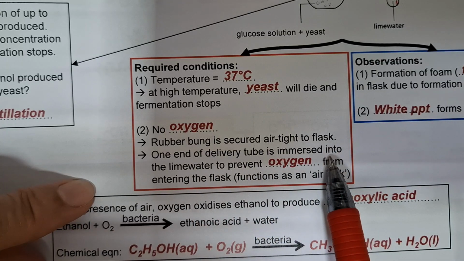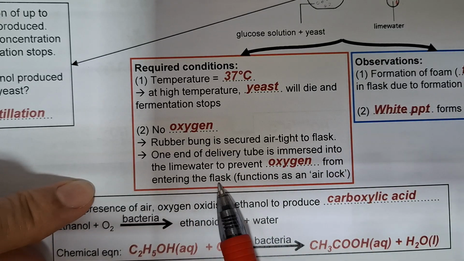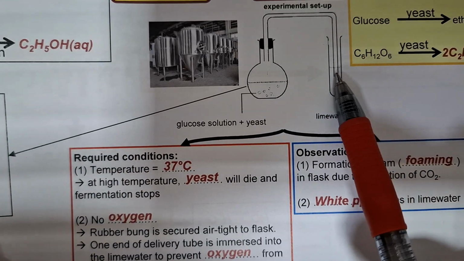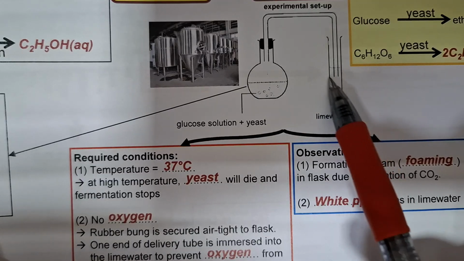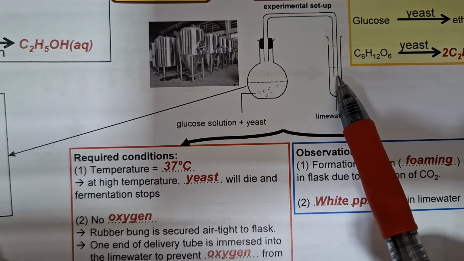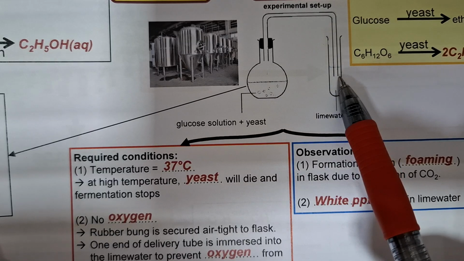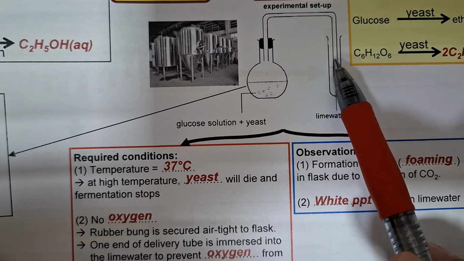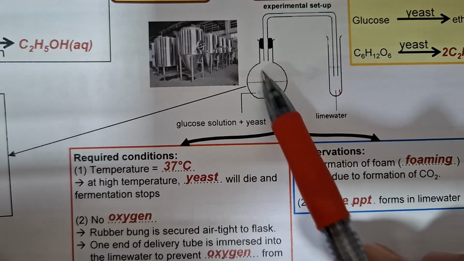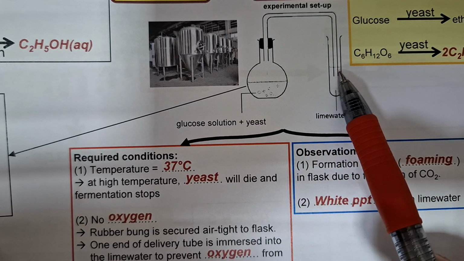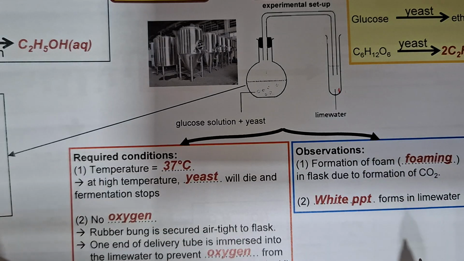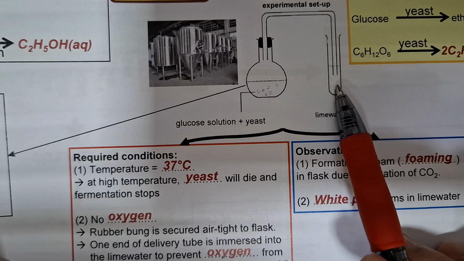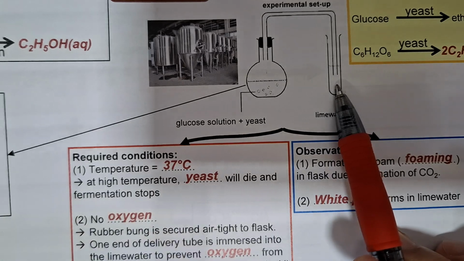One end of the delivery tube is immersed into the lime water to prevent oxygen from entering the flask, and also for us to note that the carbon dioxide is produced later. So there are two purposes of this delivery tube being immersed into the lime water. One is to prevent oxygen from entering through the delivery tube to the flask, and the other reason is really for us to know that carbon dioxide is produced, so that we know that fermentation is occurring.